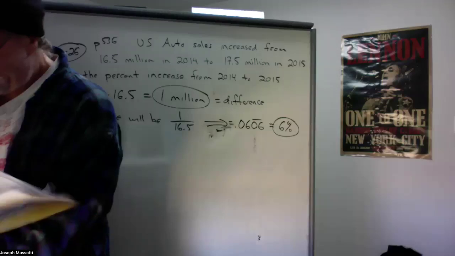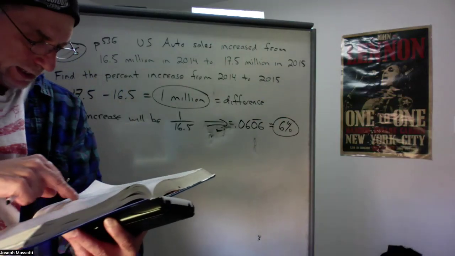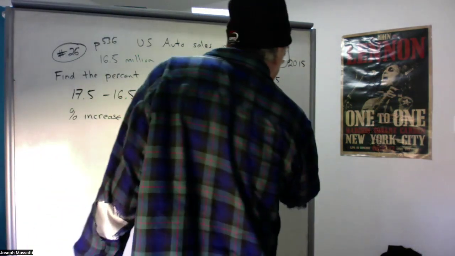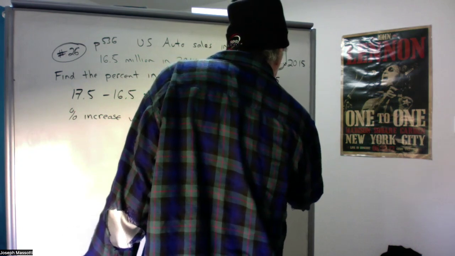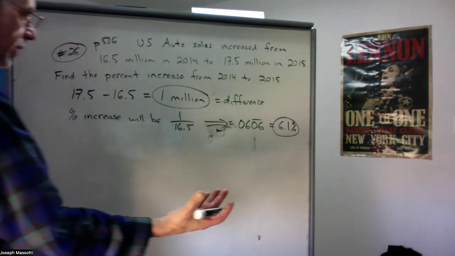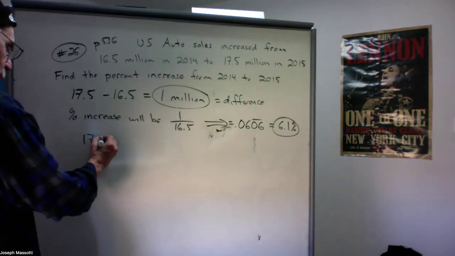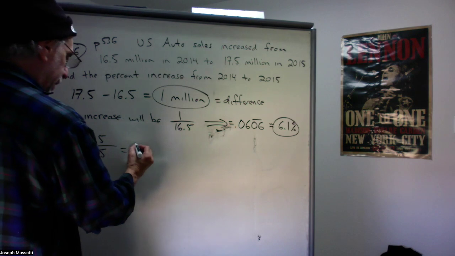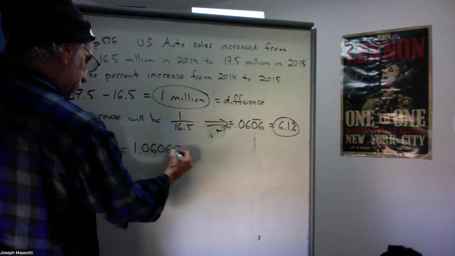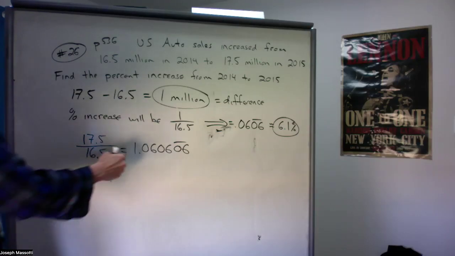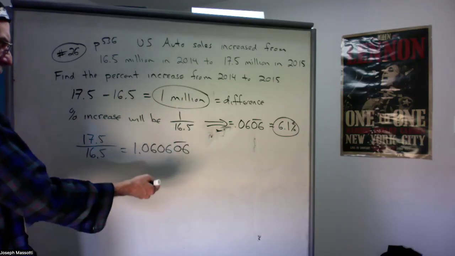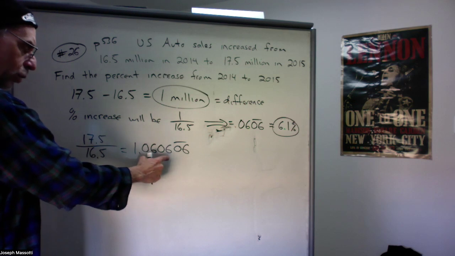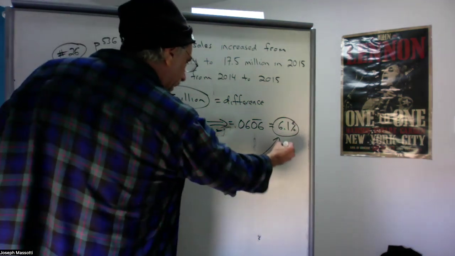Let's see if it asks for a certain rounding here. Number 26 says round to the nearest 1/10 of a percent. So if we round to the nearest 1/10 of a percent, we get 6.1% increase. Now, another way to look at this is just to take the 17.5 million and divide by the 16.5 million. If you do that, you're going to get 1.060606, repeating in that way. And the extra part over 1 is the increase, right? This is 17.5 is 100% of this plus 6.1%. So you end up with the same increase, right?